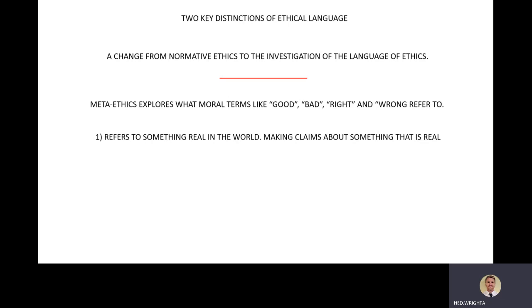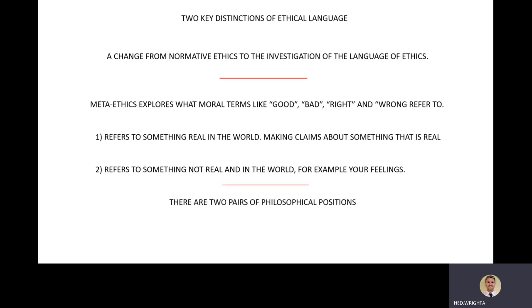So one standpoint is that they refer to something real in the world. It is making claims about something that is real, that is mind independent, that is objective. The other viewpoint is that it refers to something not real and in the world. So it's not in the world, it's not real. For example, your feelings are very subjective, very mind dependent. So there are the two main pairs of philosophical positions.